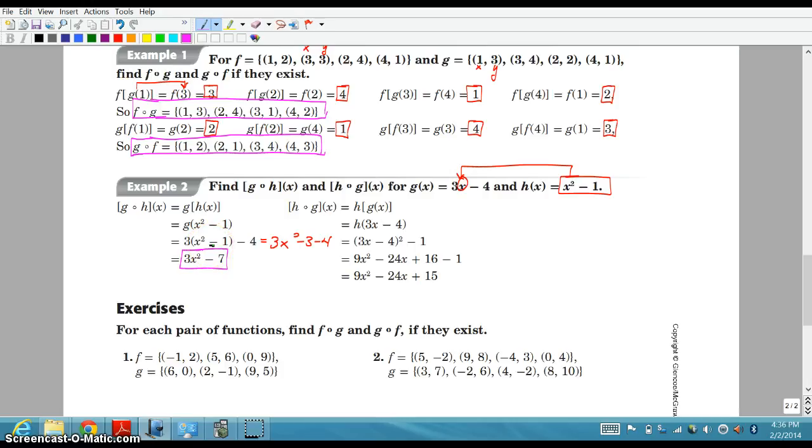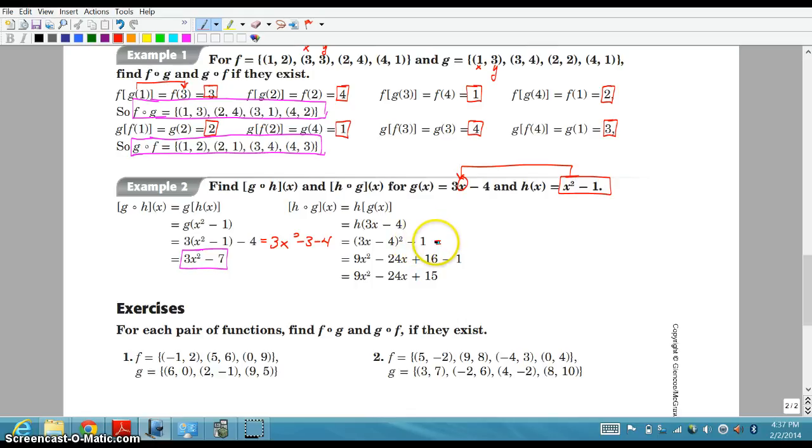H of g of x, very similar. In this case, though, we're substituting g of x into the h function. The g of x function is 3x minus 4, as you see here. That whole quantity will be substituted in for x into the h function. So as you see, 3x minus 4 in parentheses, yet again, quantity squared minus 1.